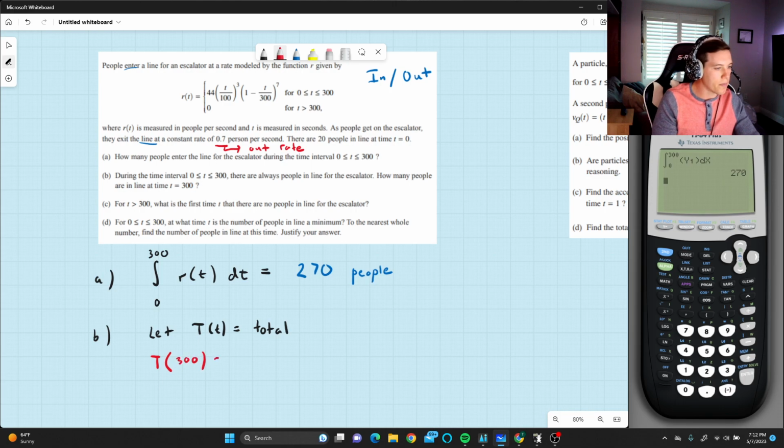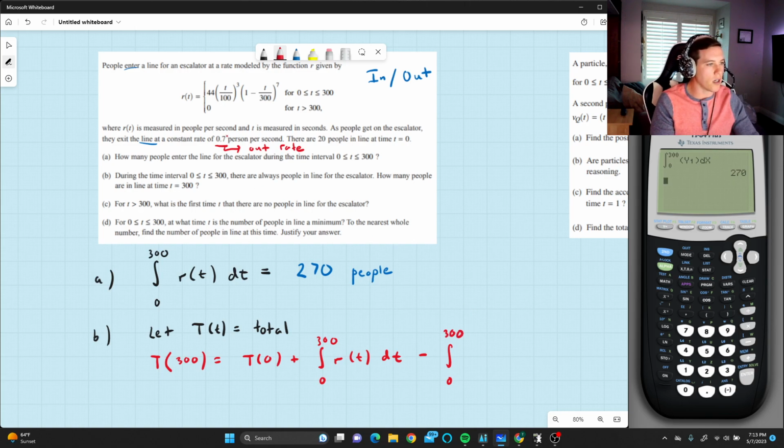So in this case, it's going to be the initial condition, which is your T of 0, plus your accumulation from 0 to 300 of your in rate, which is R of t, dt, minus your out rate from 0 to 300. Now, the problem with this one is people are confused because it's a constant function. Doesn't matter. It's still just a function, so you still have to accumulate it because it is a rate. If it says include units, you include units.